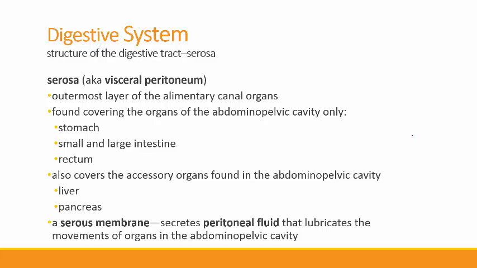And it is a serous membrane, meaning that it secretes fluid that helps to lubricate the movements of the organs in the abdominopelvic cavity. So as we bend over or stand back up again, rather than pinching the tube shut, we can push everything a little bit to the side so that we can move easily with the fluids that lubricate all the movements of the organs in the abdominal cavity.